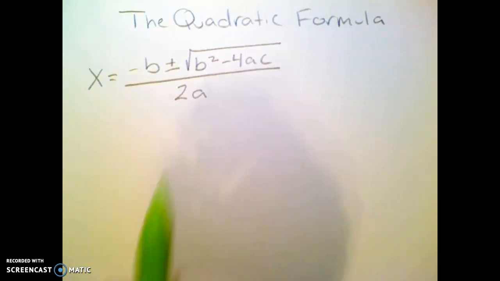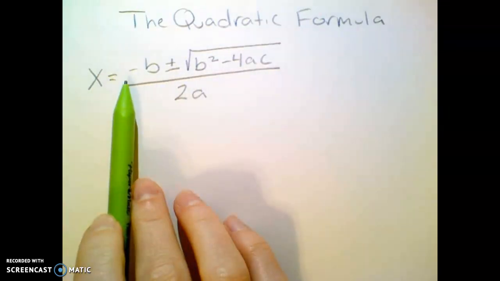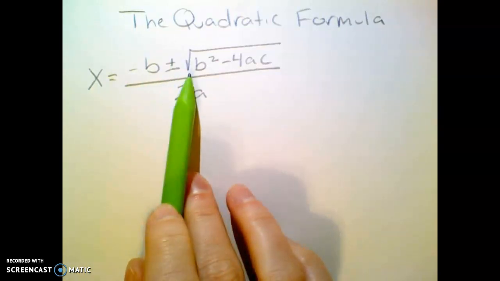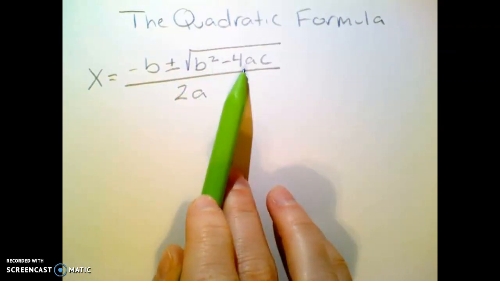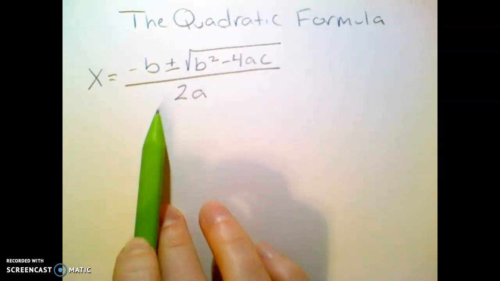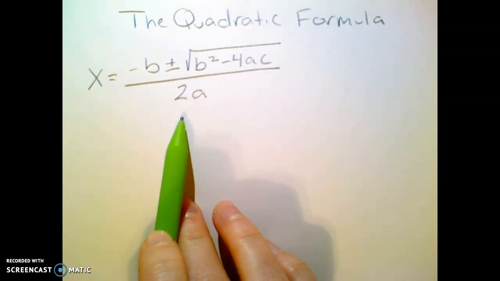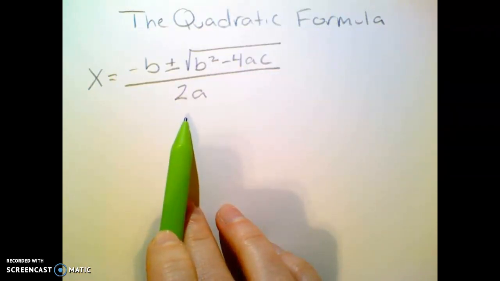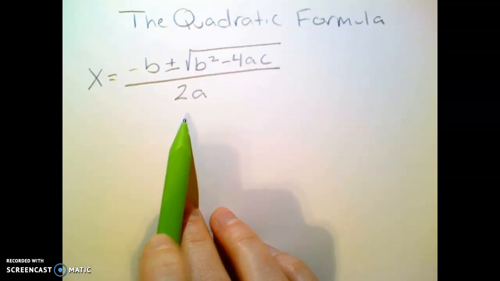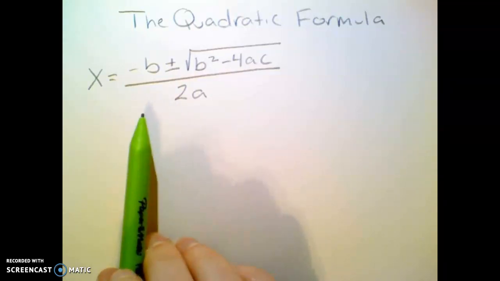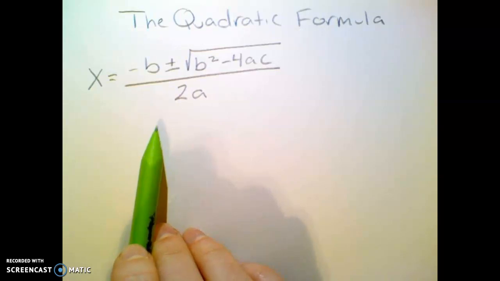All right, so the formula is x equals negative b plus or minus the square root of b squared minus 4ac all over 2a. You're going to have to memorize this formula. Everyone memorizes it. It's just part of algebra. It's just a rite of passage. I'm going to tell you how I memorized it when I was in school. My teacher told me a story.